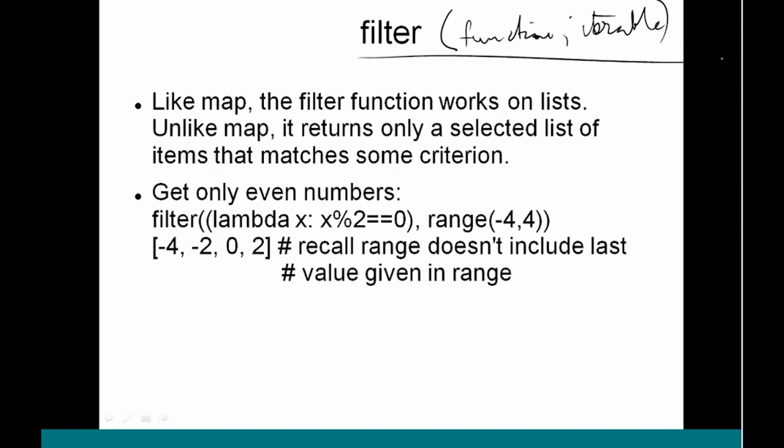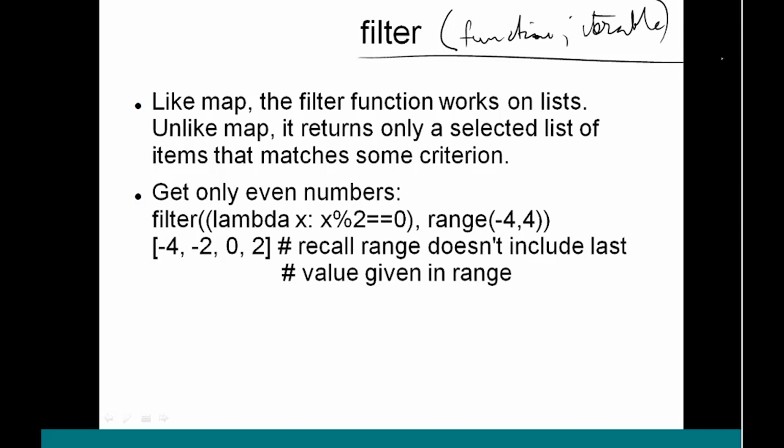Basically what it says is to construct a list from those elements of the iterable for which the function returns true. Iterable must be either a sequence, a container which supports iteration, or an iterator. If the iterable is a string or a tuple, the result also has the same type. Otherwise, it always returns a list.